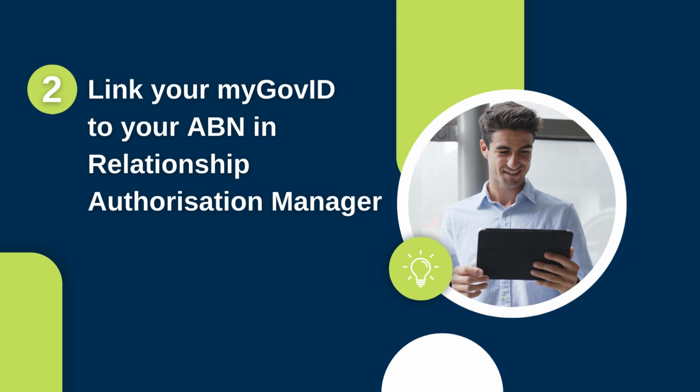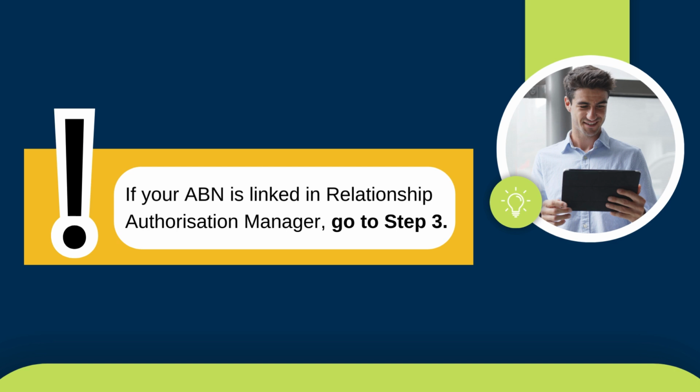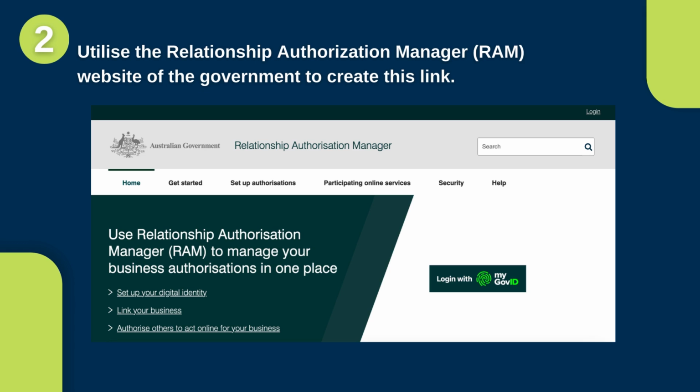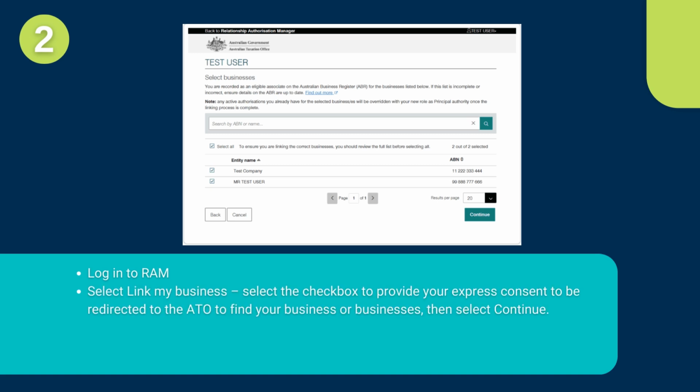2. Link your MyGov ID to your ABN in Relationship Authorisation Manager. If your ABN is linked in Relationship Authorisation Manager, go to Step 3. Go on the Relationship Authorisation Manager (RAM) website of the government to create the link. Log into RAM and ensure to select Link My Business.